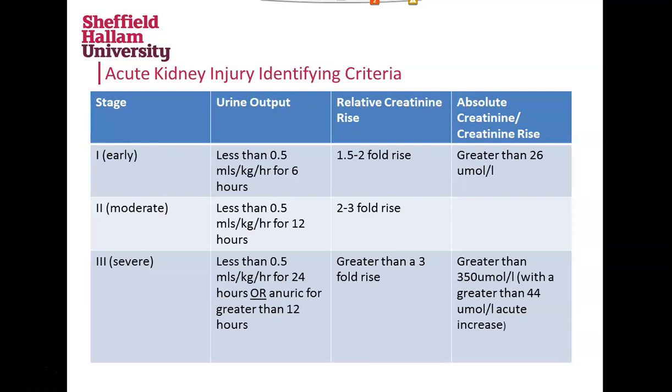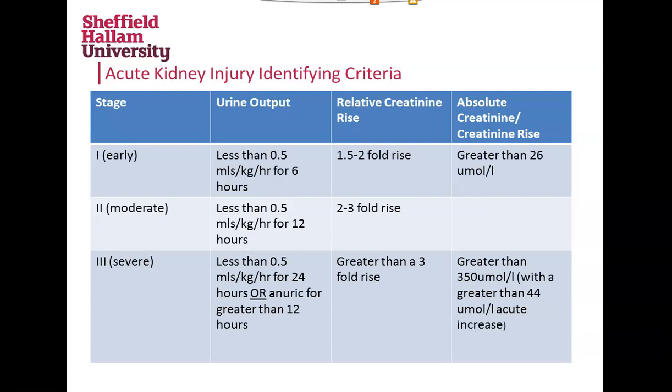A severe AKI is stage 3. And that is when the patient has a reduced urine output of less than 0.5 mils per kilogram an hour for 24 hours, or if they haven't passed any urine at all for greater than 12 hours. We would see a greater than 3-fold rise in the creatinine, so we see a great big jump, or we can see the absolute creatinine is over 350. So that can just give you an indication of where your patient's at, I suppose.